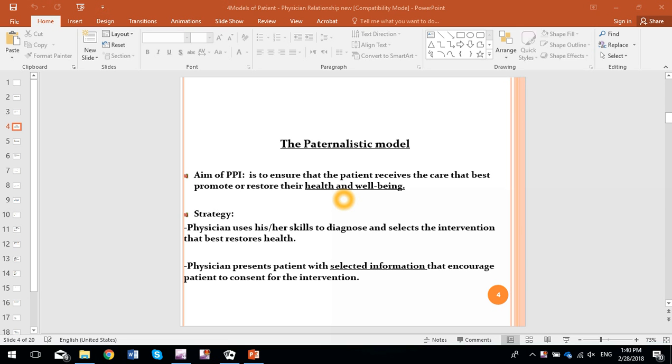in this model is that the physician uses his or her skills to diagnose and select the intervention or the treatment that best restores health. And then, after diagnosing and selecting the intervention, the physician presents to the patient, or tells or informs the patient, with a selected piece of information. Selected means he selects the information that encourages the patient to accept the intervention he decided on.